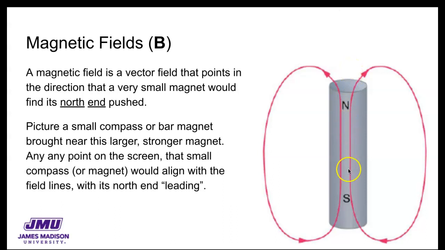Inside a bar magnet, the magnetic field points from south to north, and outside of the bar magnet, the magnetic field loops around to point from the north to the south, or into another magnet's south if another magnet's south is closer.